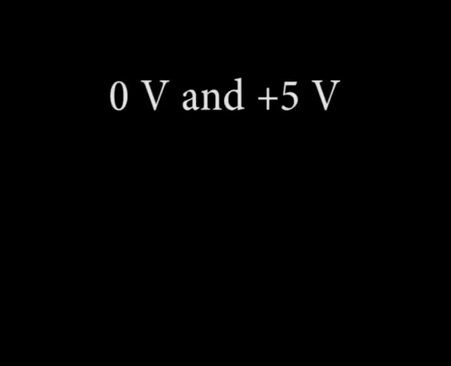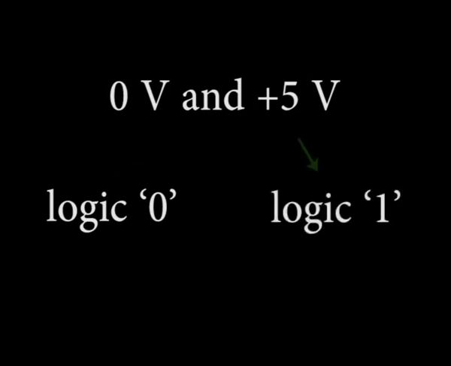If the two voltage levels are 0 volt and plus 5 volt, then in the positive logic system, the 0 volt represents a logic 0 and the plus 5 volt represents a logic 1. In the negative logic system, 0 volt represents a logic 1 and plus 5 volts represents a logic 0.